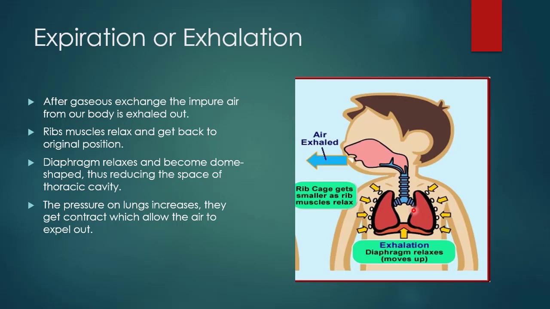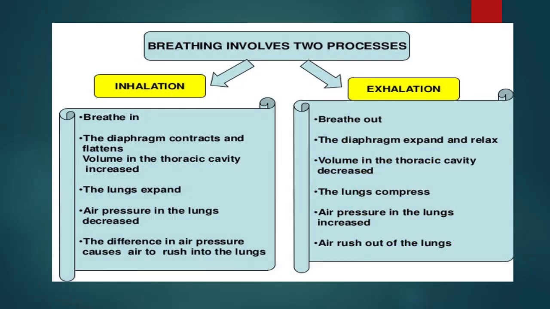We can differentiate between both these phases. Let us discuss inhalation. To breathe in or to take in air is called inhalation. The diaphragm contracts and flattens, as well as the rib muscles also contract. Volume in the thoracic cavity increases, or you can say space in the thoracic cavity is increased. The lungs expand, air pressure in the lungs decreases, and due to this difference in air pressure, it causes the air to rush into your lungs.